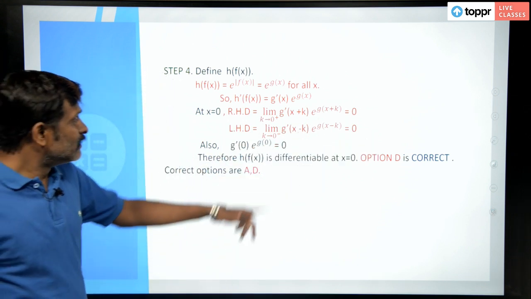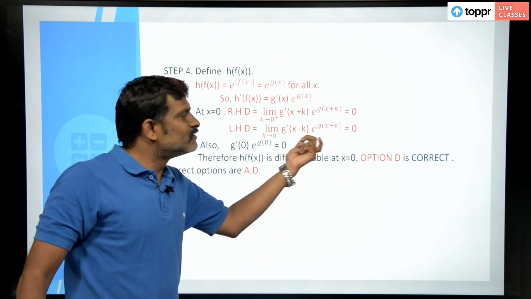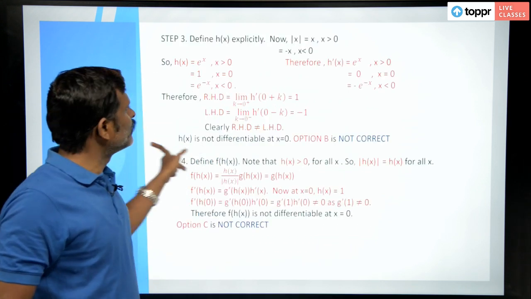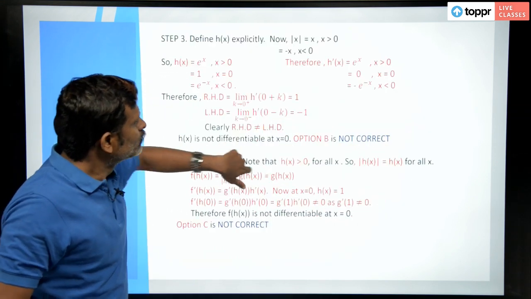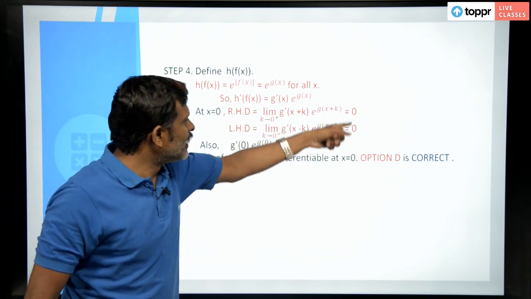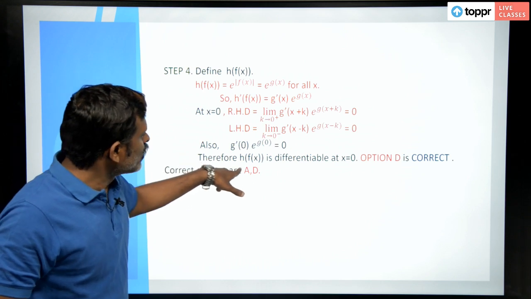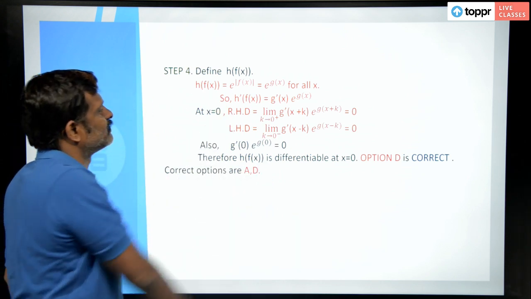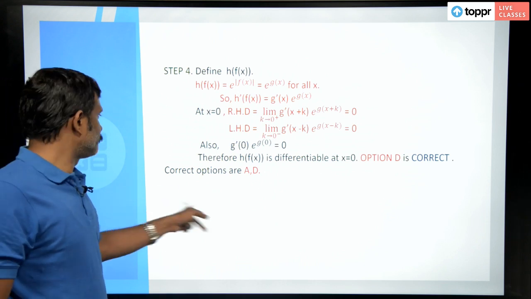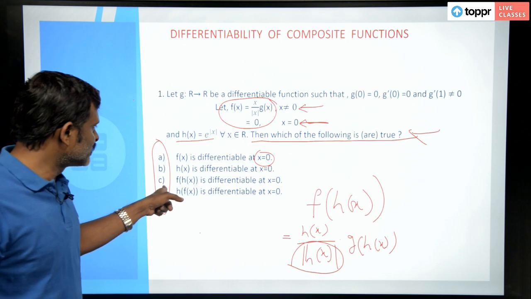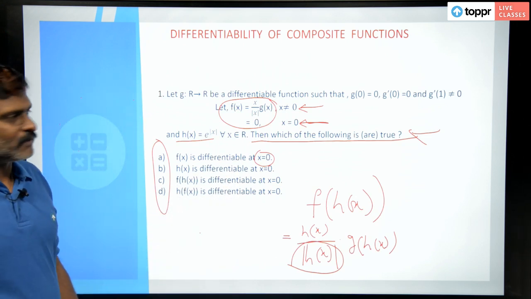And in the same way, the left hand limit also, g dash of 0 into e power g of x minus k, this is also equal to 0, because g dash of 0 is 0. So, using that we get both the values are zeros. So, we can simply say that h of f of x is differentiable at x is equal to 0. So, what did we get? We got options, except for C, A, B and D are the correct options for this question.